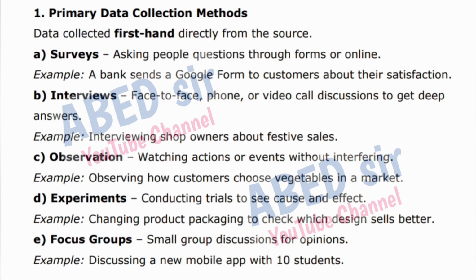1. Primary data collection methods. Data collected first-hand directly from the source. A. Surveys, asking people questions through forms or online. Example, a bank sends a Google form to customers about their satisfaction.